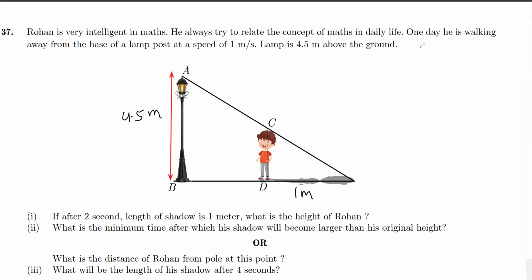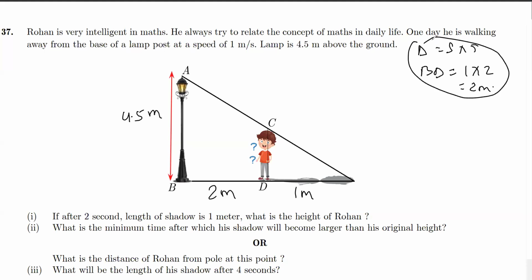So we know that distance is equal to speed into time. So BD is the distance, the speed is 1 and the time is 2 seconds. So it's 2 meter. So we can say this distance is 2 meter. Now we have to get the length of CD here. For that, I'm going to use the concept of similarity. I'm going to prove the triangles similar.